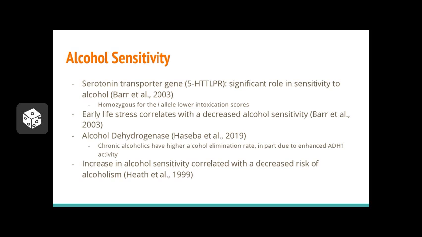Heath et al. in 1999 also found that an increase in alcohol sensitivity correlated with a decreased risk of alcoholism. And this should make sense, right? If you're more sensitive to alcohol, you don't have to consume as much to experience the intoxicating effects. So the increased sensitivity was correlated with the decreased risk of developing the problem of alcoholism.